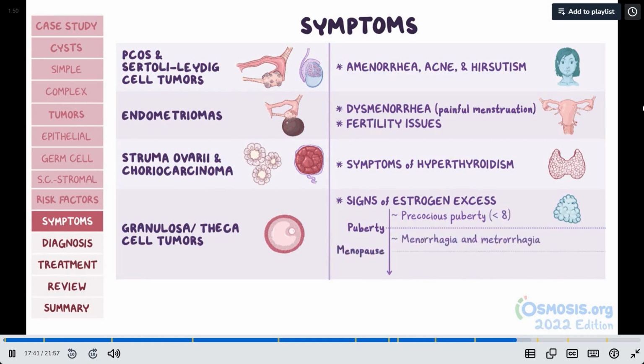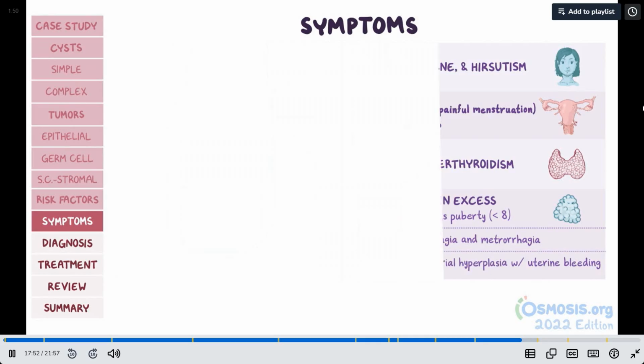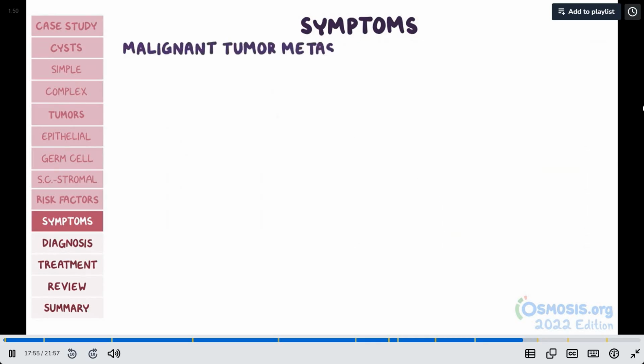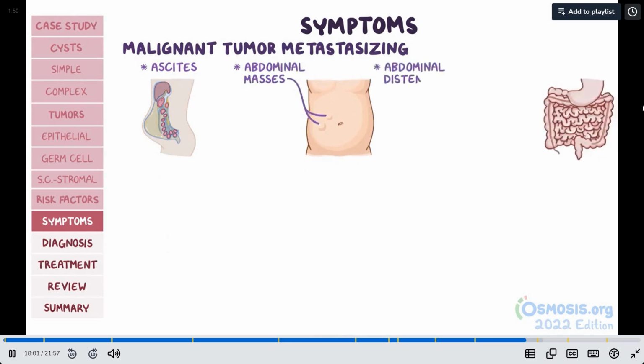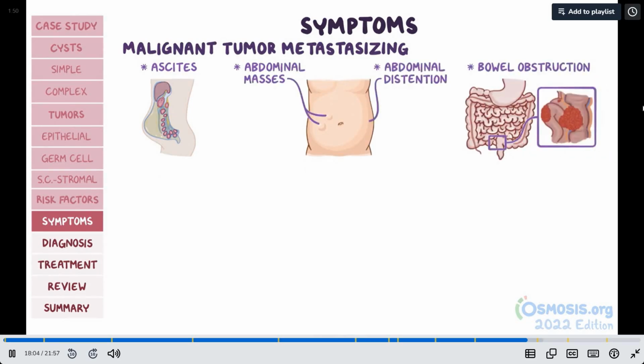In postmenopause, which is when most granulosa and theca cell tumors present, they can present with endometrial hyperplasia with uterine bleeding. Now, in more severe cases, symptoms may arise from a malignant tumor metastasizing to other organs. This can present as ascites, abdominal masses, abdominal distension, bowel obstruction, lymph node masses, or pleural effusion.